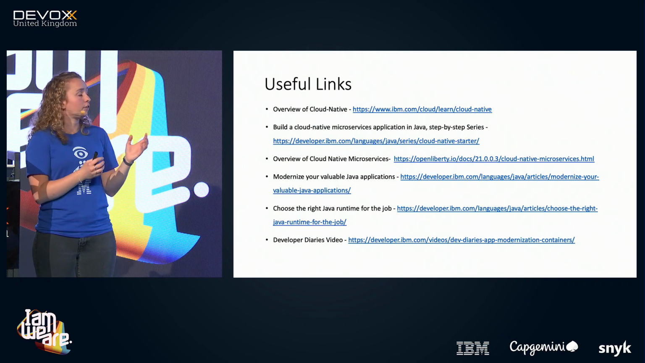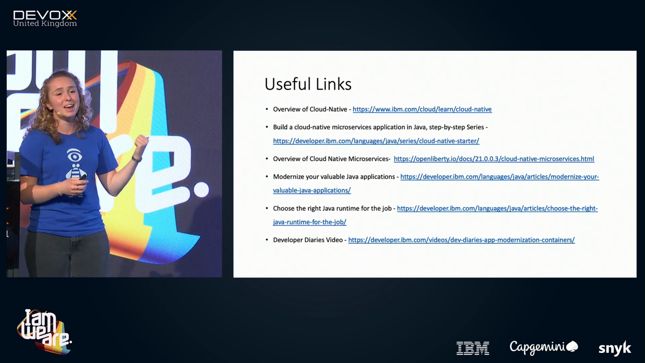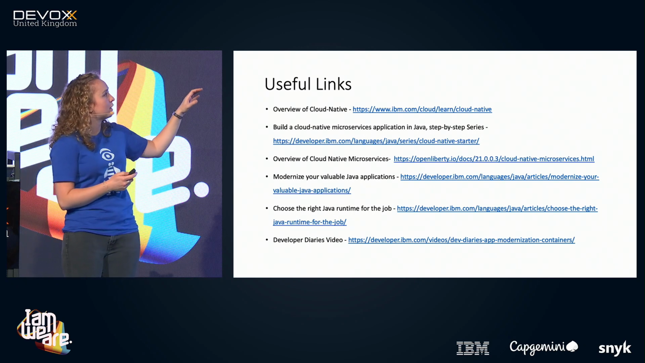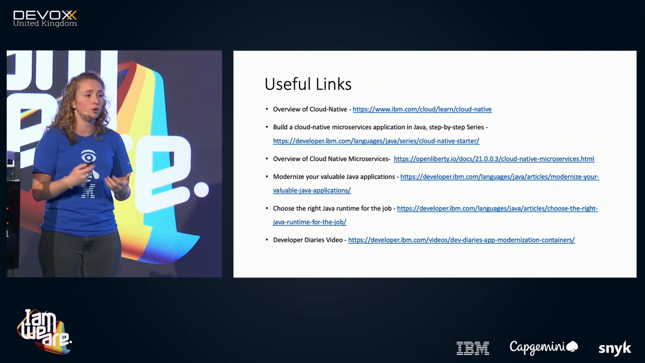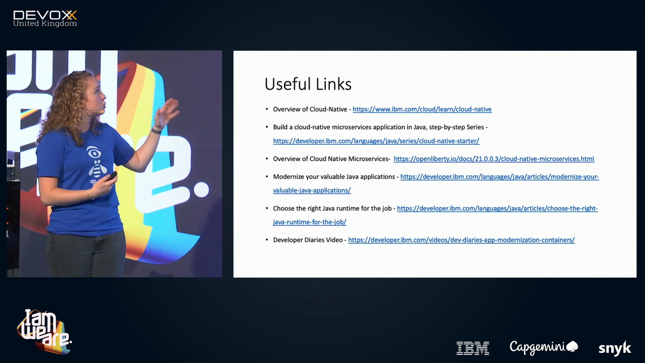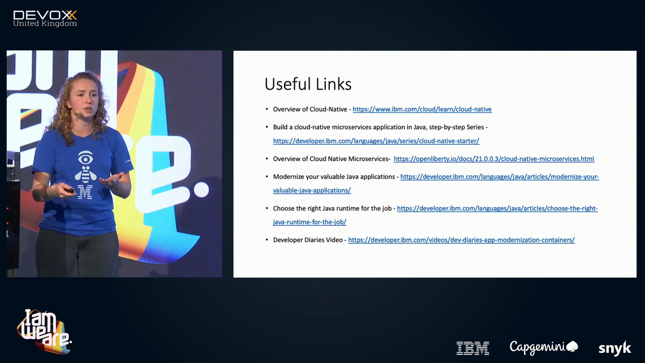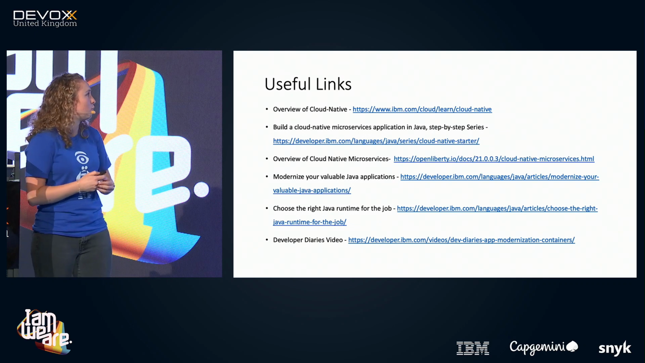So if I haven't given you enough homework already with all the links I've given throughout this presentation, here's some more useful links if you're interested in this topic. So things like an overview of Cloud Native, just in case you wanted that definition to take away and remind yourself of as you make this journey. How to build a Cloud Native microservices application in Java. That's a really step-by-step series, which takes you through that modernization journey. So that was a really useful one for me.